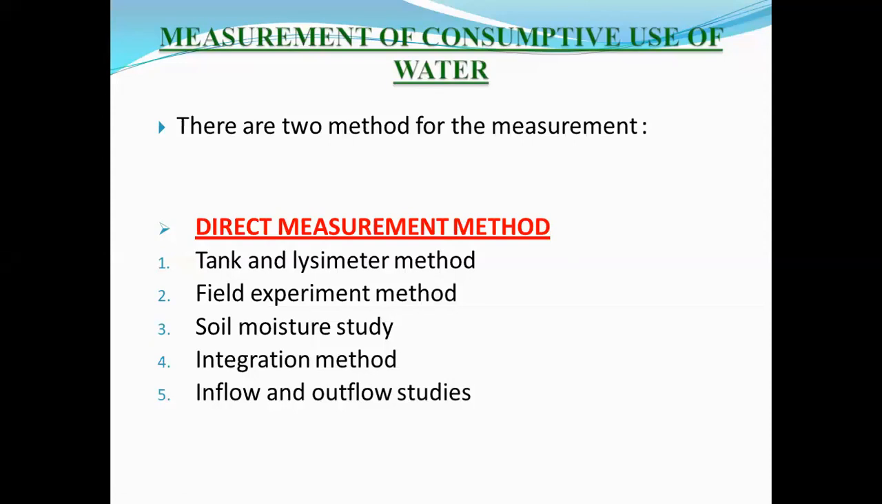First one is tank and lysimeter method. Second one is field experiment method. Third one is a soil moisture study. Fourth one is an integration method. Fifth one is inflow and outflow studies. Right. So we study detailed information about these sub methods.